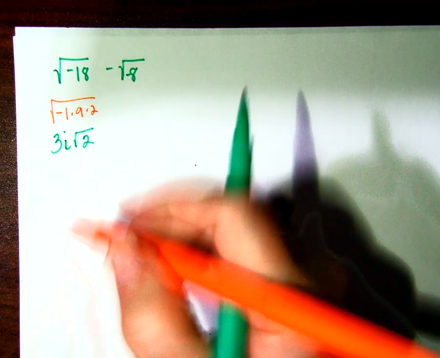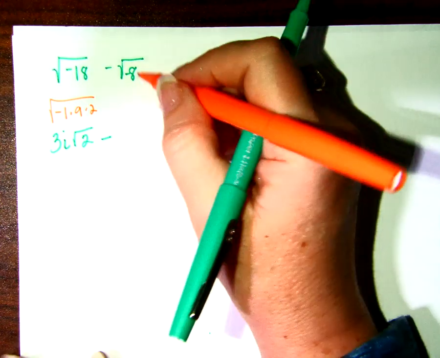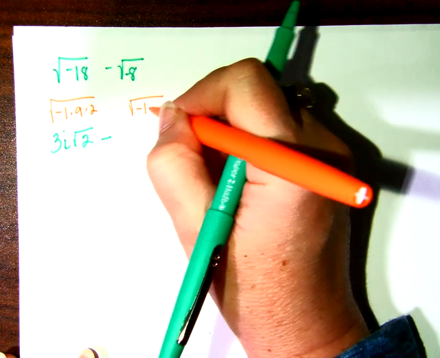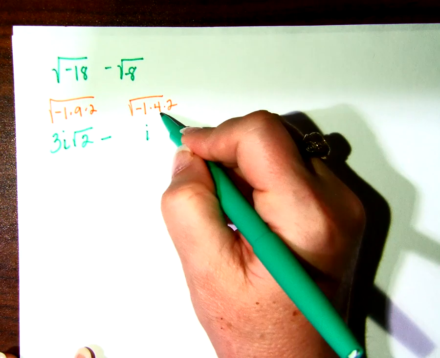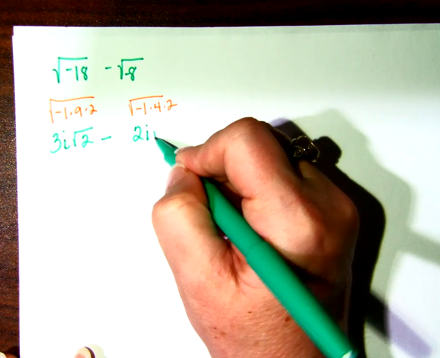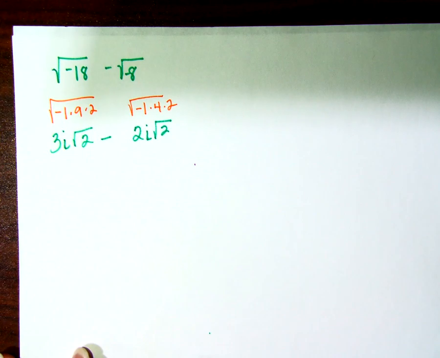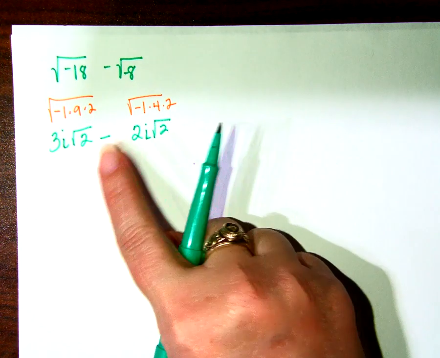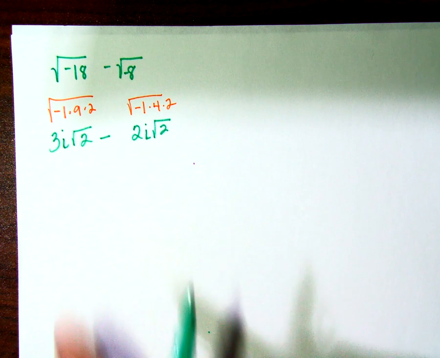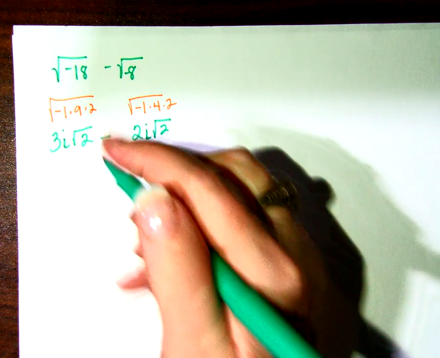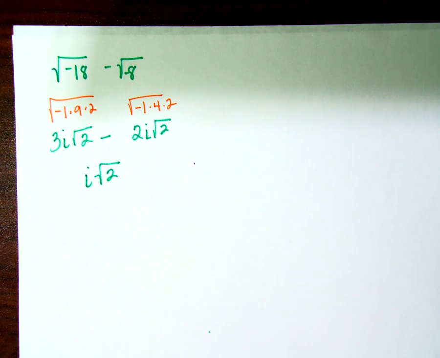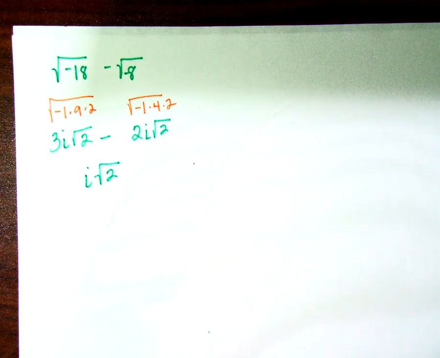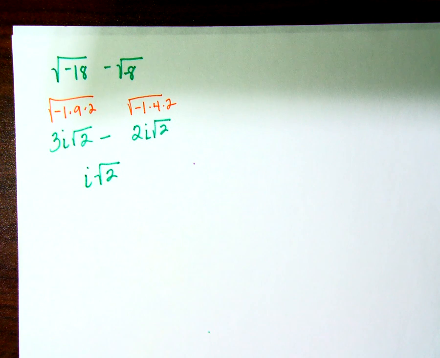Then I have minus the square root of negative 8. What's that the same as? Negative 1, 4, and 2. What's the square root of negative 1? i. What's the square root of 4? 2. What's the square root of 2? I don't know either. So now that I have similar square roots, can I do the subtraction? What's 3i minus 2i? 1i. Right now we're treating that square root of 2 as a variable. It doesn't change; I just drag it along. Does that make sense?